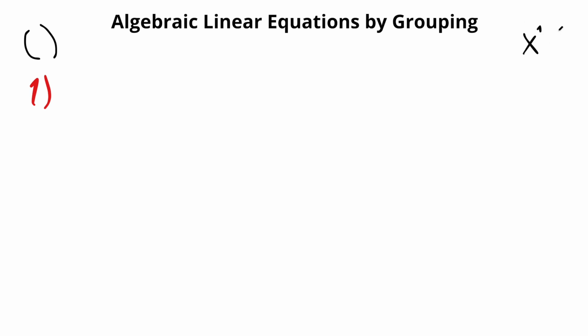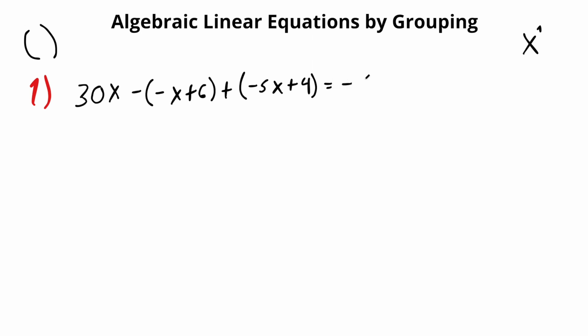Let's start with the first one. We have 30x minus, open parentheses, minus x plus 6, plus open parentheses, minus 5x plus 4, which equals minus open parentheses 5x plus 6, plus open parentheses minus 8 plus 3x. So that's a lot already. What do you have to do?